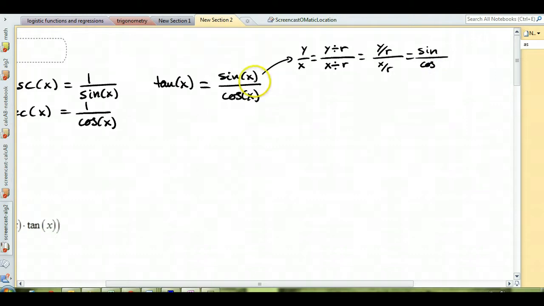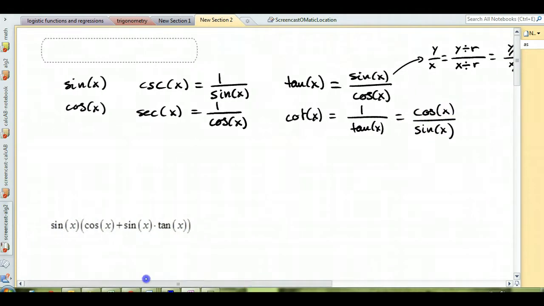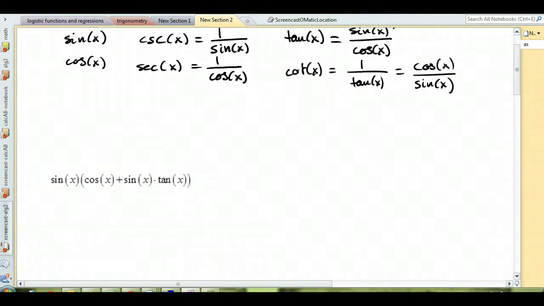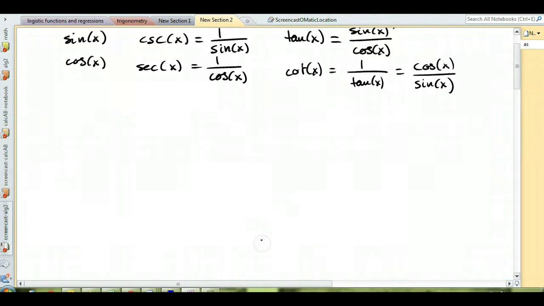That's why. Alright, and cotan x, well, cotan x is the reciprocal of tan, so you just flip the fraction: cosine x over sine x. So you need to know that. This is fundamental. Here's something else that you have to know.